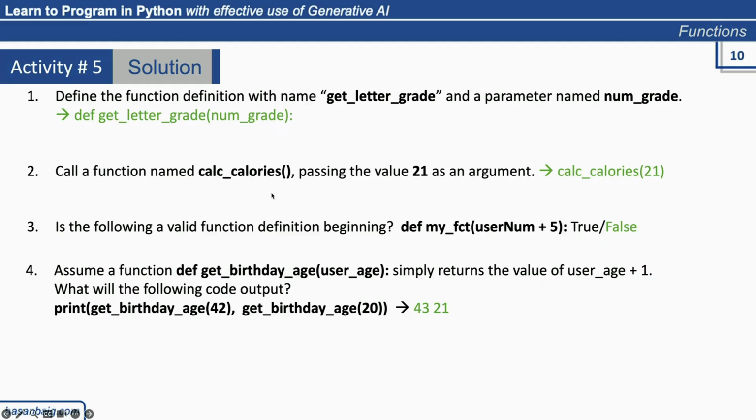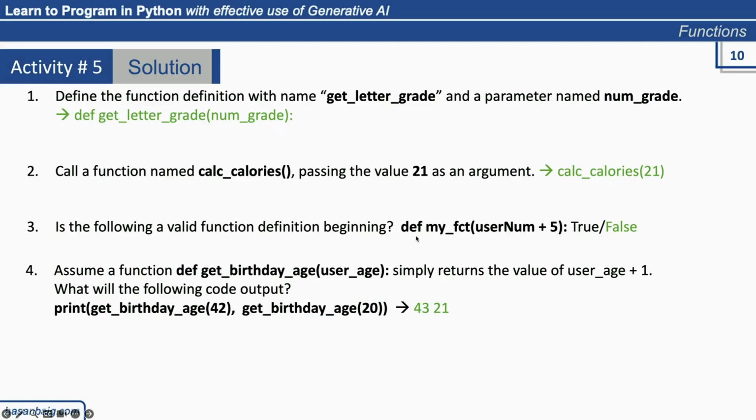Calling a function named calc_calories, passing the value 21 as an argument. You would just write the name of the function and pass the value 21 within parentheses. Okay, it's that simple.